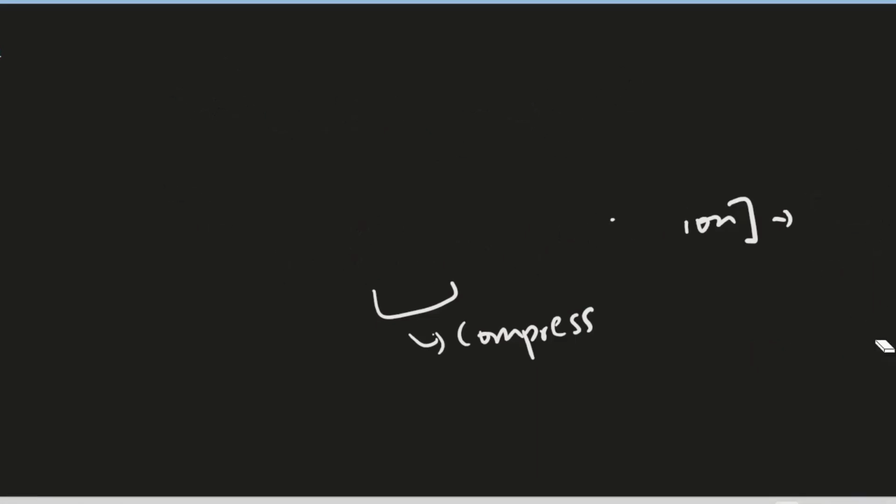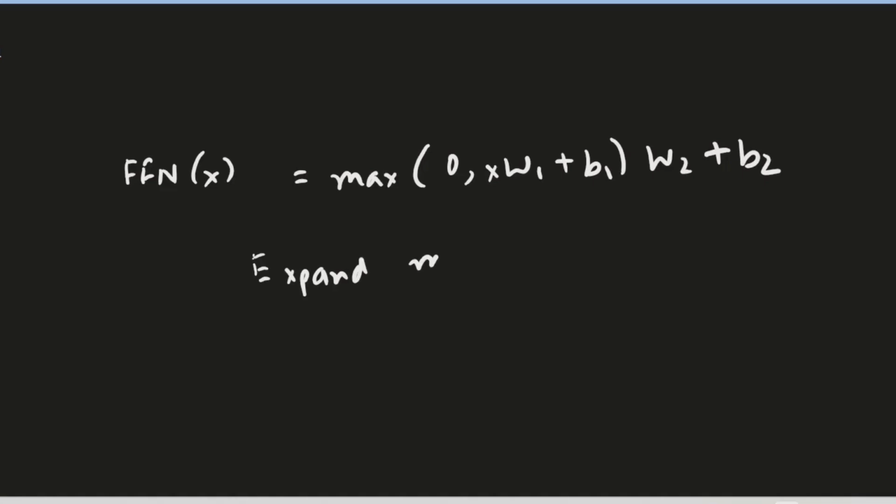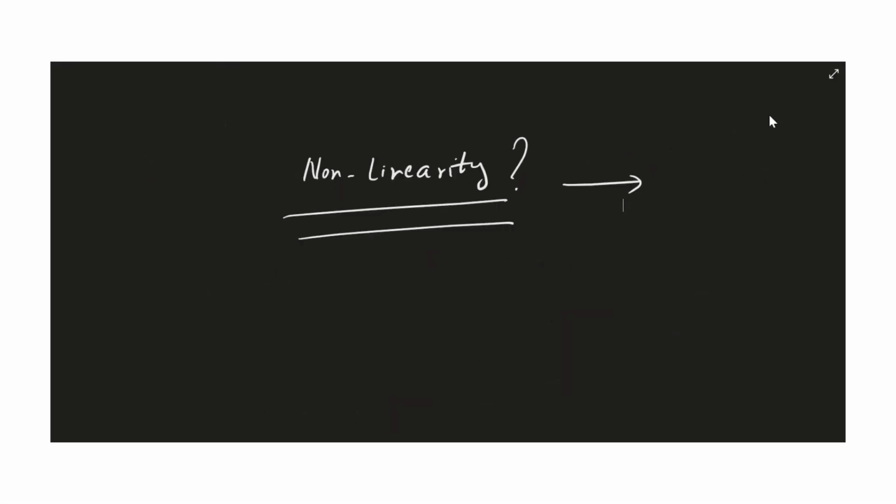Mathematically, FFN looks like this. FFN of x equals the maximum of 0 and x multiplied by W1 plus b1, multiplied by W2 plus b2. You don't need to remember the formula, just remember this idea. First, expand the information, then apply nonlinearity, and finally, compress it back.